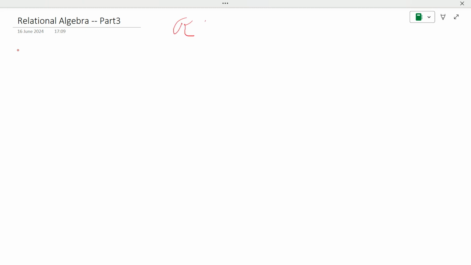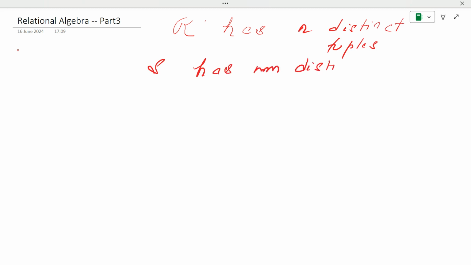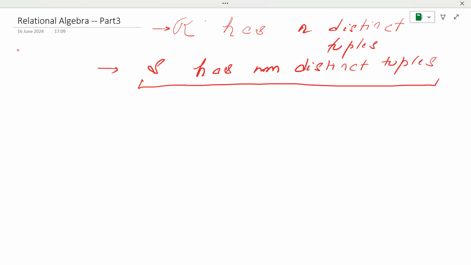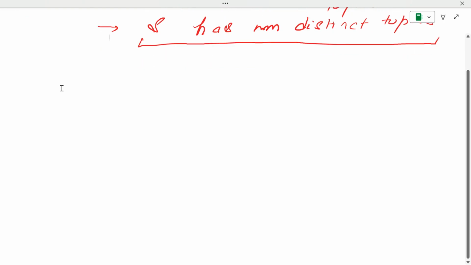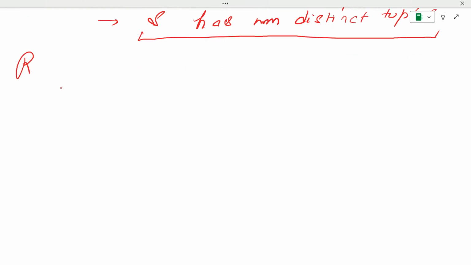So let's say we have two relations, R and S, and R has n distinct tuples. And let's say S has m distinct tuples. Now let's perform some relational algebra operations over R and S, and see what is the maximum and minimum number of tuples we obtain. So we have this table of relational algebra operations with minimum tuples and maximum tuples.